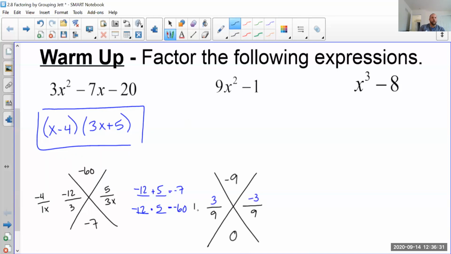So this simplifies to 1/3. This simplifies to negative 1/3. So our final answer should be 3x plus 1, 3x minus 1.